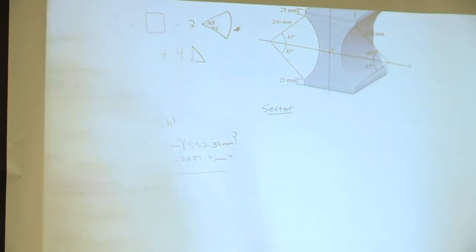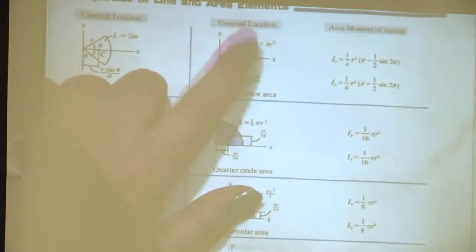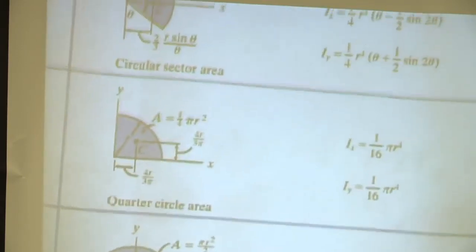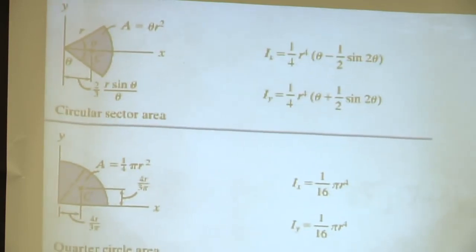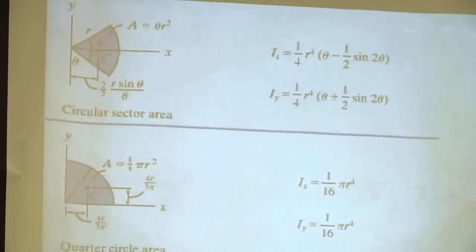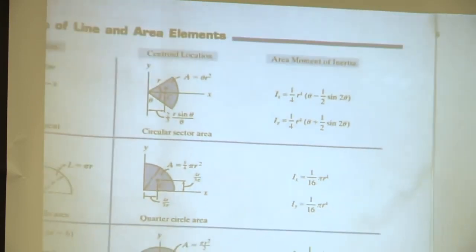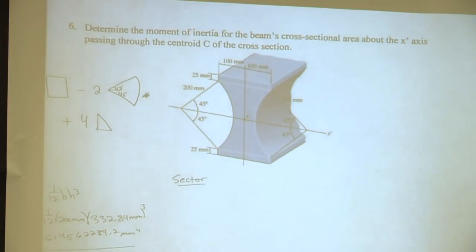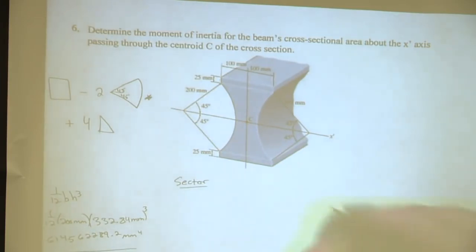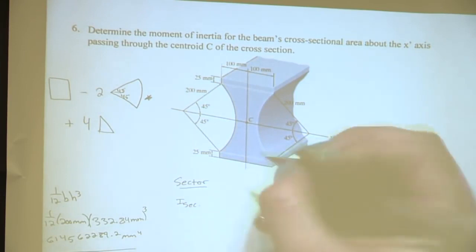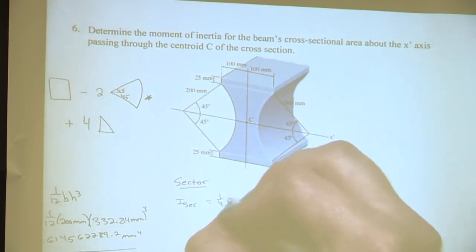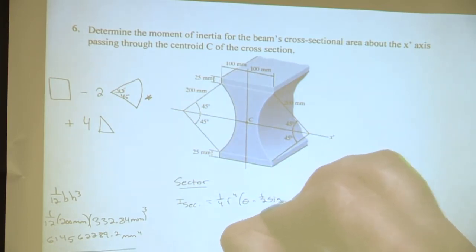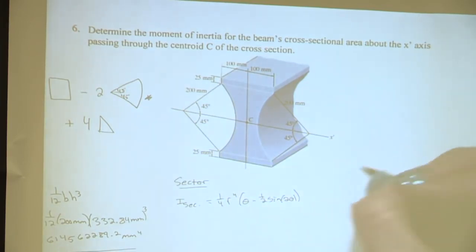Okay, so what is the moment of inertia about the x-axis for the circular sector area? That's just like 1/4 r to the fourth times theta minus 1/2 sine of 2 theta. Fun, right? Okay. Sure. Let's go with that. So the moment of inertia of the sector is 1/4 r to the fourth times theta minus 1/2 sine 2 theta.